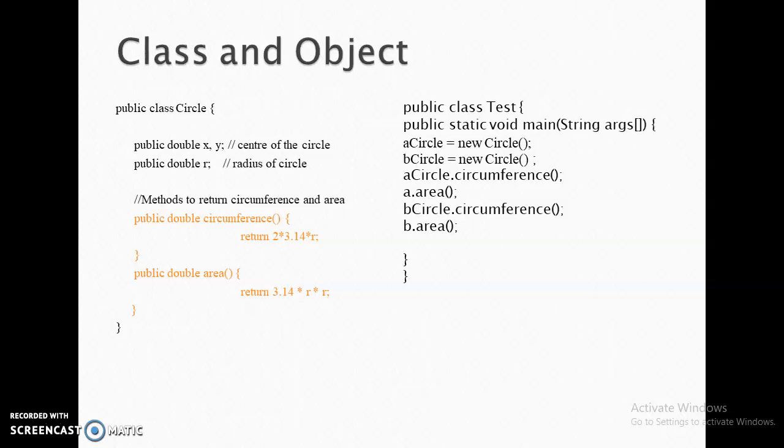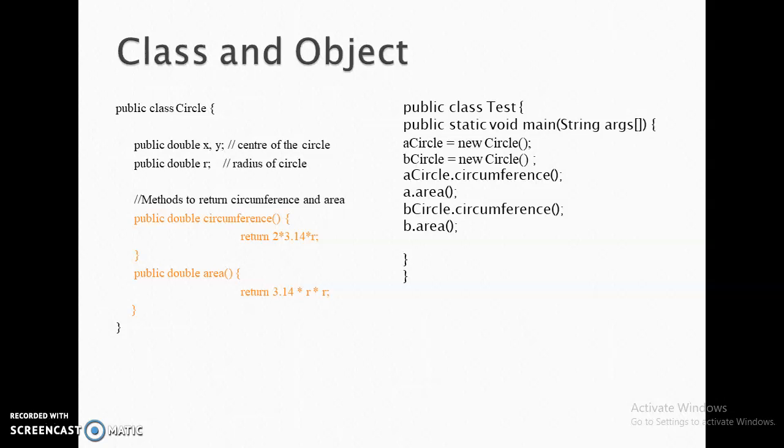A class has two things. One is data, usually private, but we made it public here. You can say this is a member, an attribute of the class, here x and y, double type, and r, also double type. x, y stands for the center of the circle, the coordinate, and radius is r. The method is called the functionality of this class.